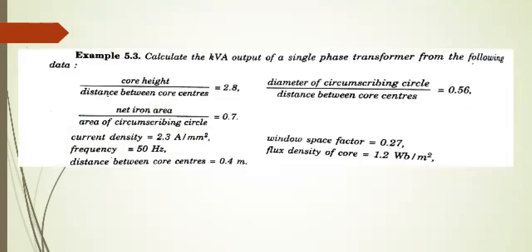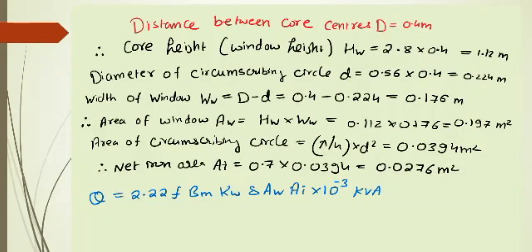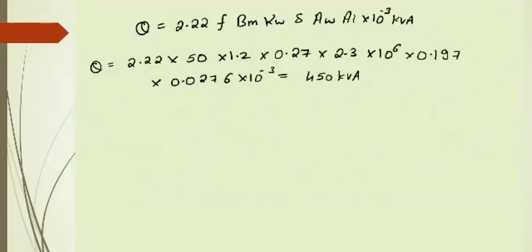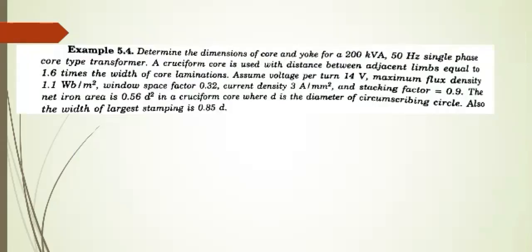Okay, this one we had done. Example number 5.3. Let's calculate the kVA output of a single phase transformer from the following data, and we had applied the equation for Q, and we got the value of Q equal to 450 kVA. Okay. The next question is example number 5.4.